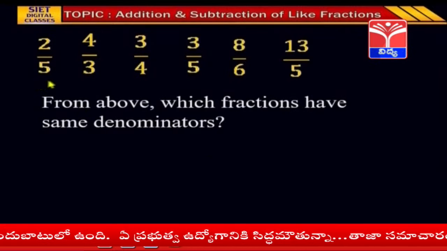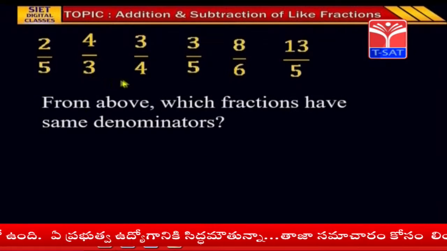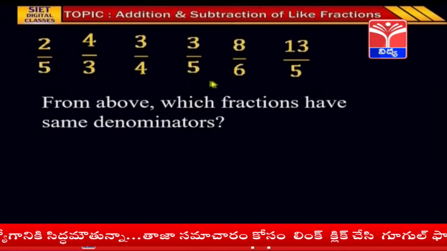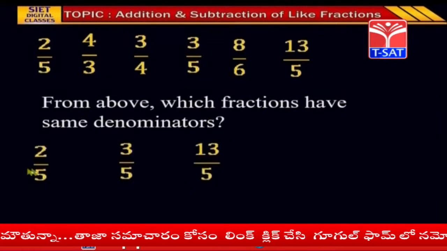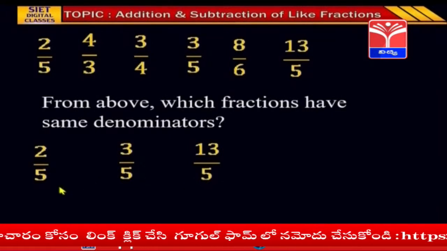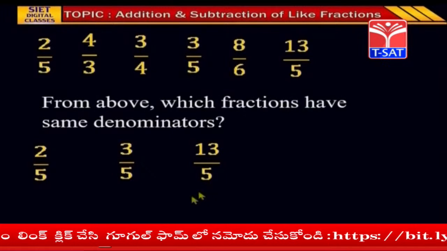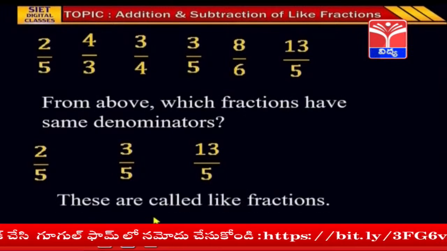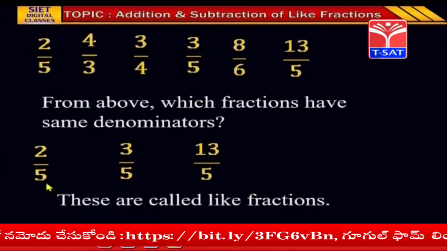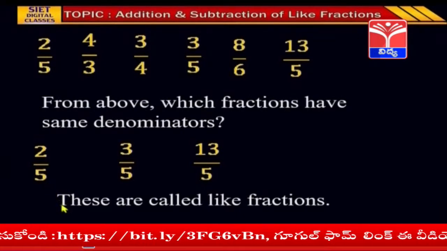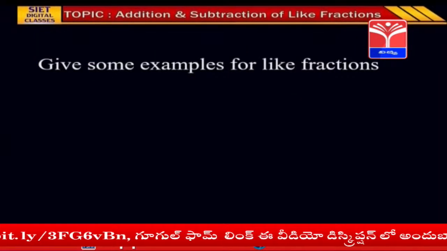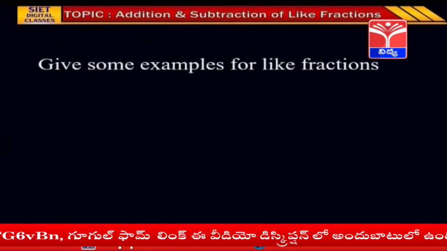Observe here, 2 by 5, 4 by 3, 3 by 4, 3 by 5, 8 by 6 and 13 by 5. So 2 by 5, 3 by 5 and 13 by 5 are having same denominators. So these are called like fractions. Which fractions having same denominator, those are called like fractions. Give some examples for like fractions, children.